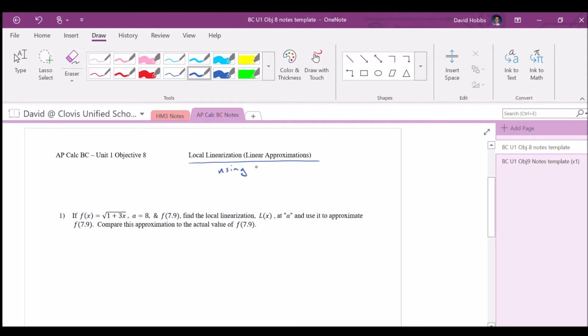Using the tangent line to approximate the function.